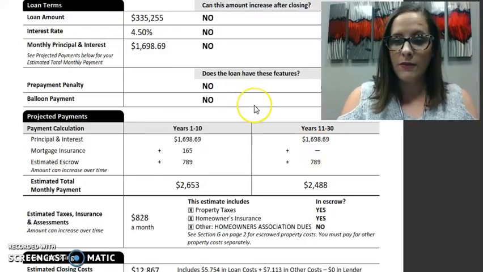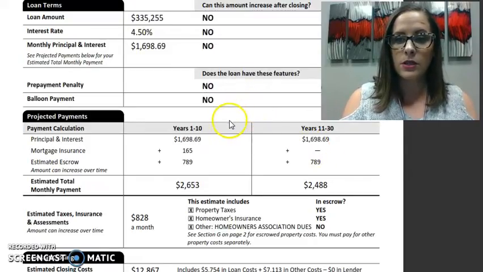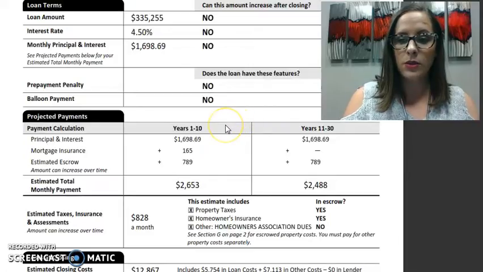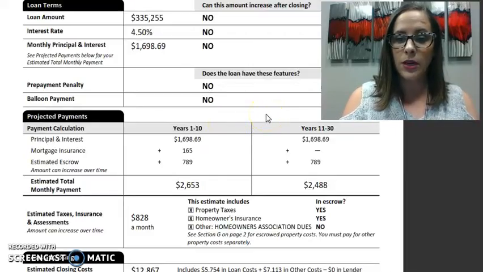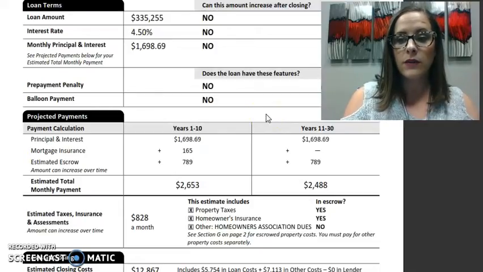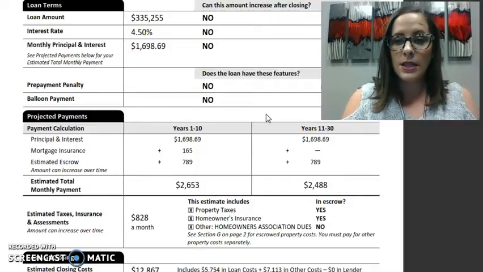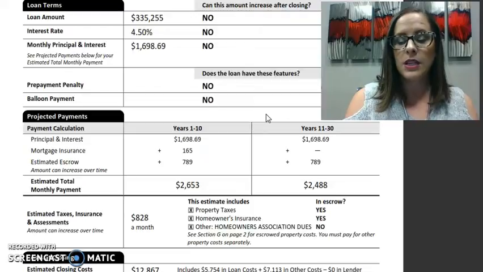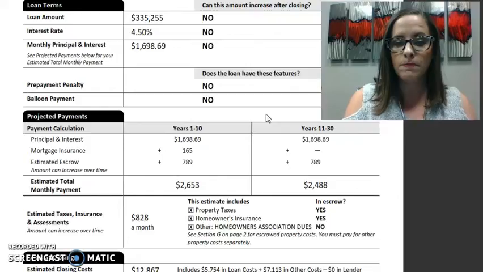The next item here, a lot of questions here. This scenario, we've got 5% down conventional. You're going to notice there's two buckets. You've got years 1 through 10 and years 11 through 30. The reason this is the case on most of the conventional disclosures is you have an automatic drop point for your mortgage insurance. So this $165 in private mortgage insurance is going to drop off at the end of year 10 if this client did nothing on trying to get it removed sooner.